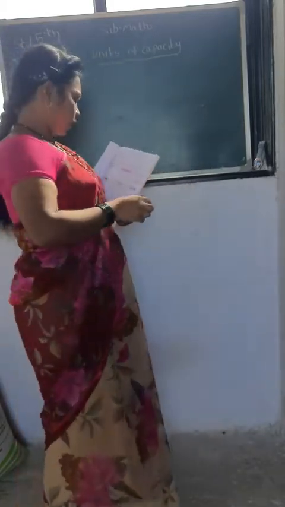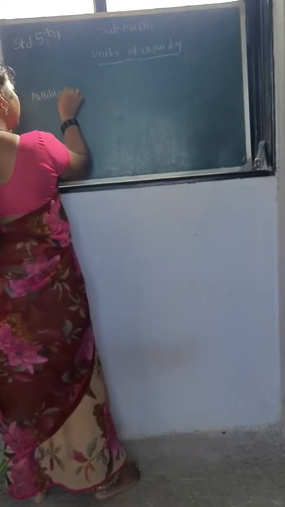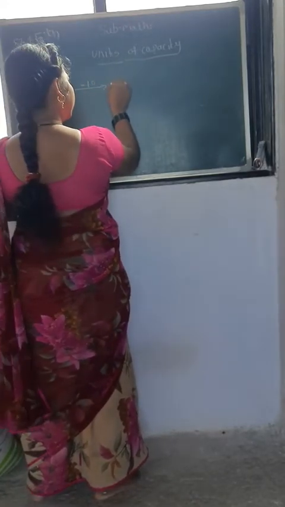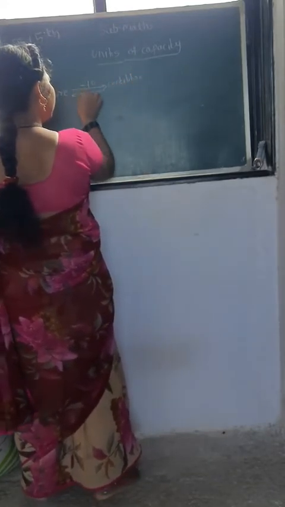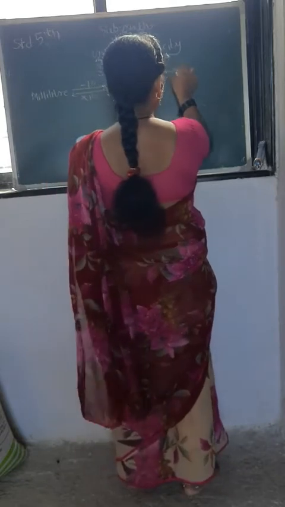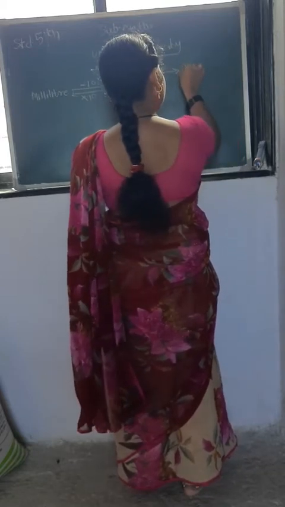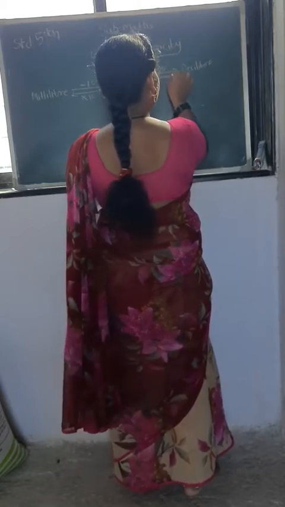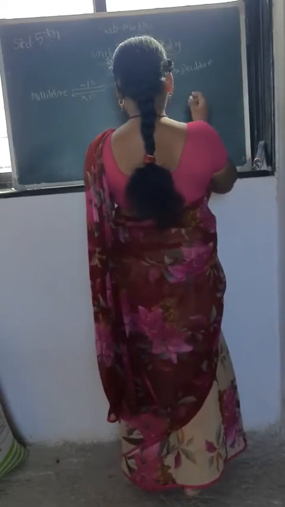First, conversions we see. Milliliter divided by 10, we get centiliter. Or if we multiply centiliter by 10, we get milliliter. Then next conversion, if we divide centiliter by 10, we get deciliter. And if we multiply deciliter by 10, we get centiliter.